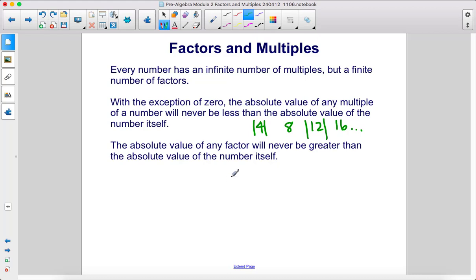And the absolute value of any factor will never be greater than the absolute value of the number itself. So if we stick with 4, we can say that 2 is a factor of 4, and the absolute value of 2 is not greater than the absolute value of 4. So the absolute value of a factor is less than the absolute value of the number, whereas for multiples, the absolute value is larger than the number itself.